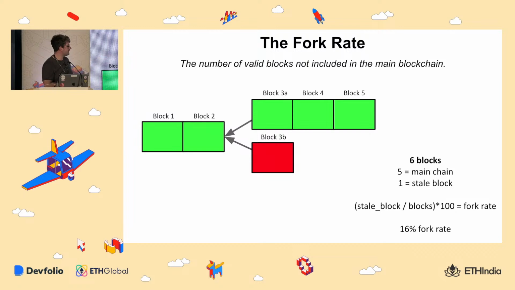Block 3A gets minted, then block 4, then block 5. So the top part becomes the canonical chain. Block 3B is not part of the chain, it gets discarded. So in this case, out of 6 blocks, we have a 16% fork rate. What that really means is that the network's not reliable in the short term. I can get a transaction confirmed, unconfirmed, reconfirmed, and then maybe discarded. And that sucks from a user experience.